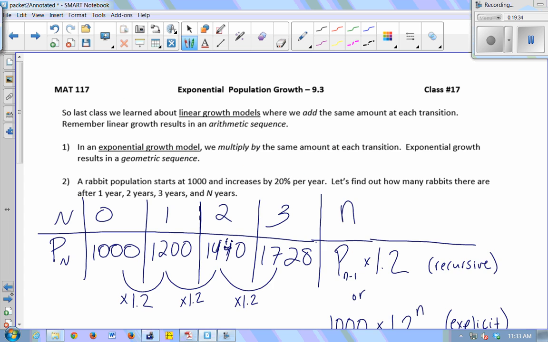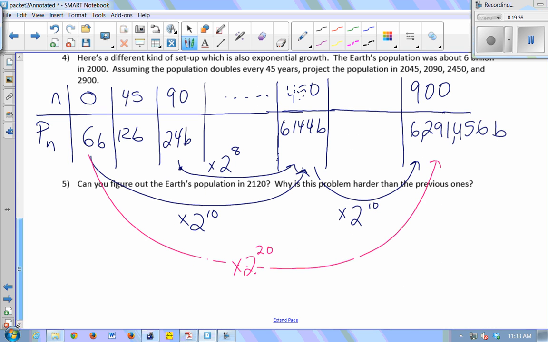The 120 is from the question. Can you figure out the Earth's population in 2120? Instead of using 2000 in all of my questions, I've just dropped the 2000 part to make my numbers more manageable.